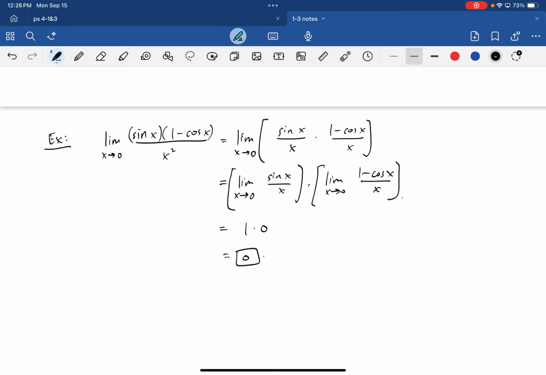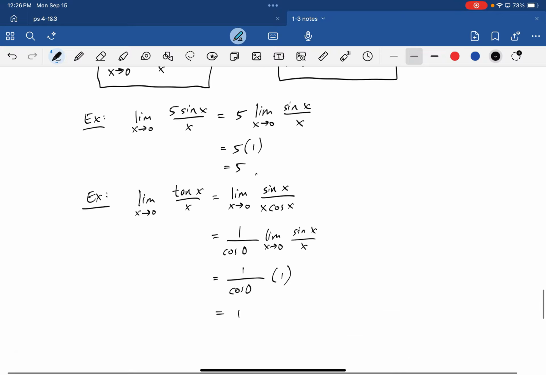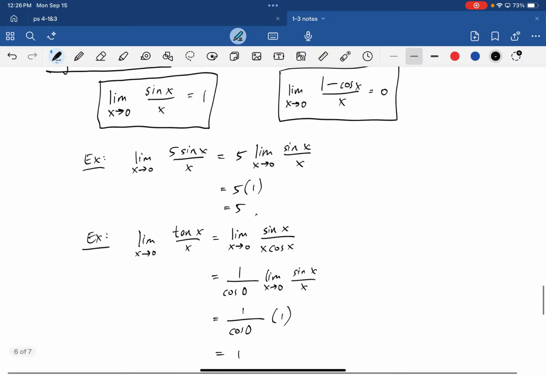Yeah, Tristan? You go back up to when you get 1 over cosine. So how did you get x times cosine x equal cosine 0? Basically, all I did was I took this out of the limit and I pulled it out in front. Okay, and in order to pull it out of the limit, I have to actually plug in x equals 0. Okay?